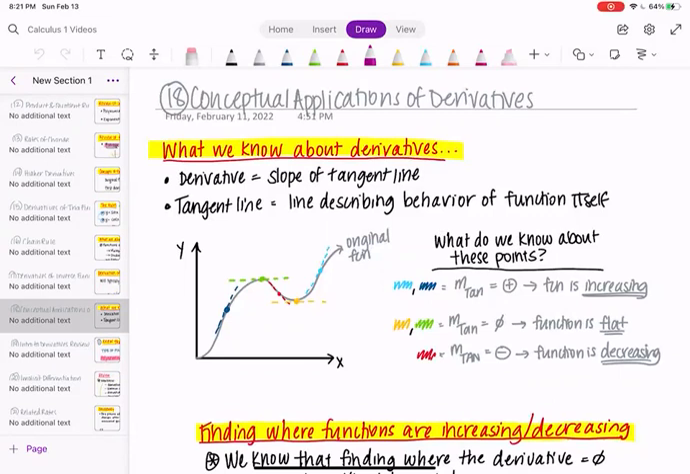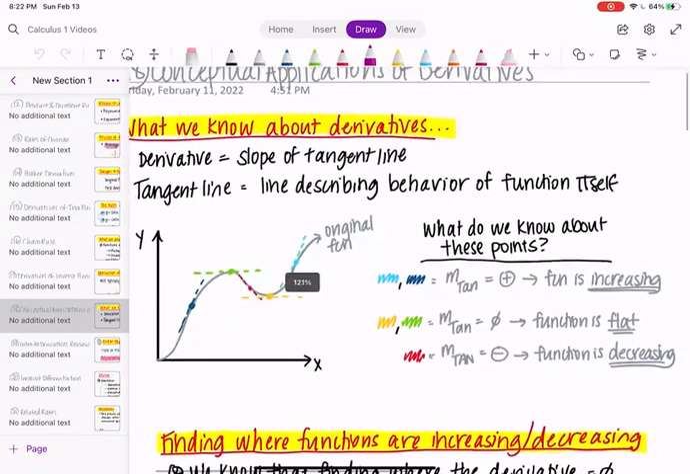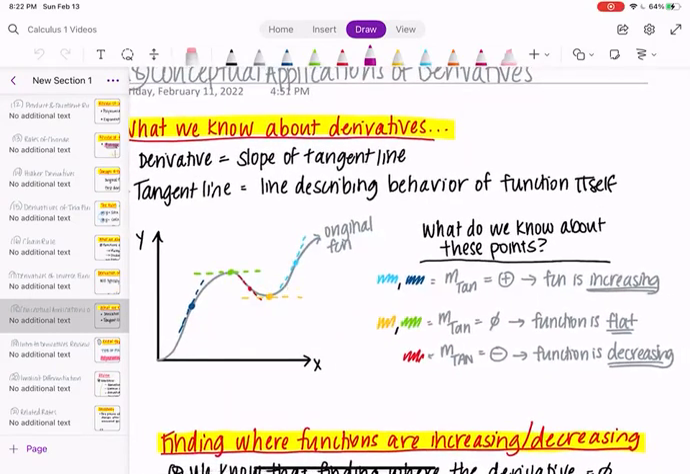So what do we know so far? We know that the derivative is a function describing the slope of any tangent line at any x value we want of a particular function. But what do we know about a tangent line? A tangent line is a line that describes the behavior of the function itself at any particular one x value. So looking at this, as usual, all of these dotted lines are tangent lines that I've drawn on the graph at different points.